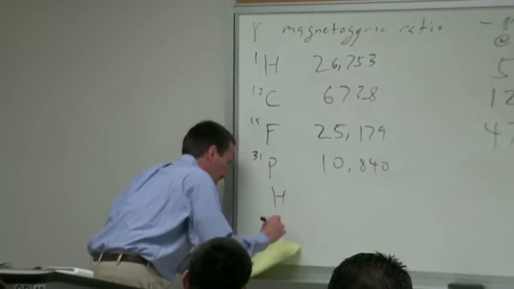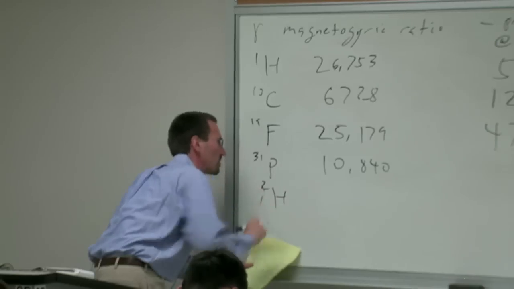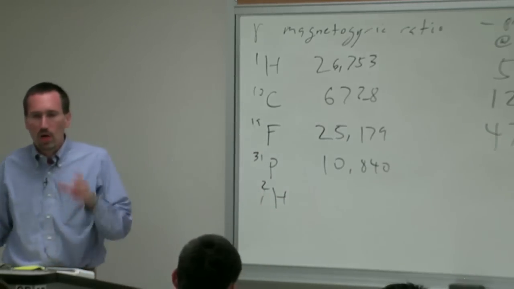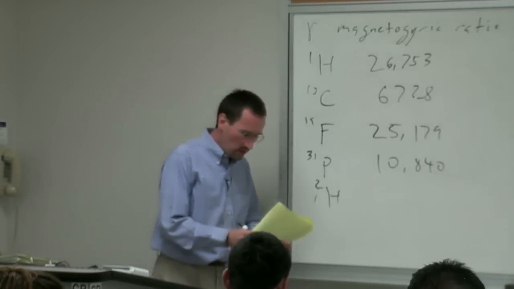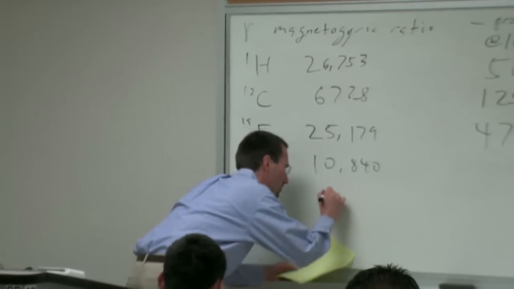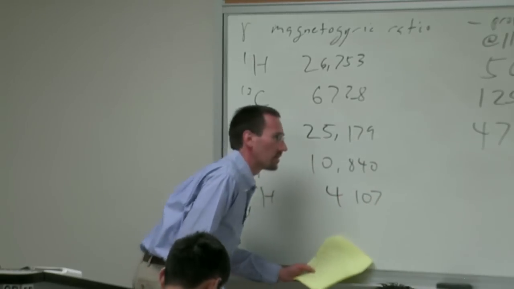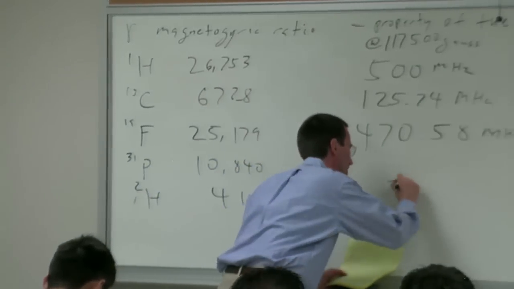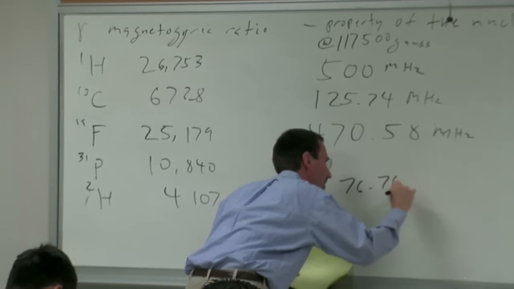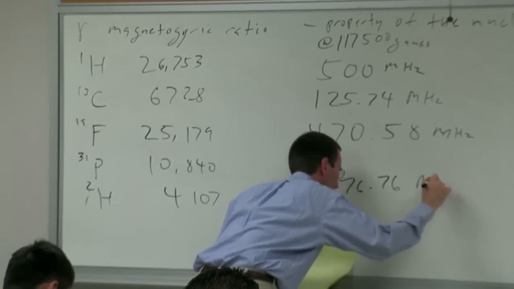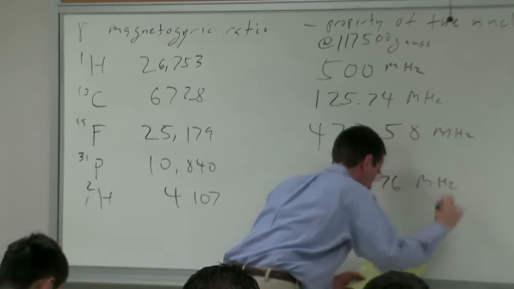Another nucleus that's sometimes studied is deuterium. Deuterium, we talked about the nuclear quadrupole. You also have your lock coil in there. The magnetogyric ratio for deuterium is 4,107. So that means your lock frequency on this spectrometer is at 76.76 megahertz.